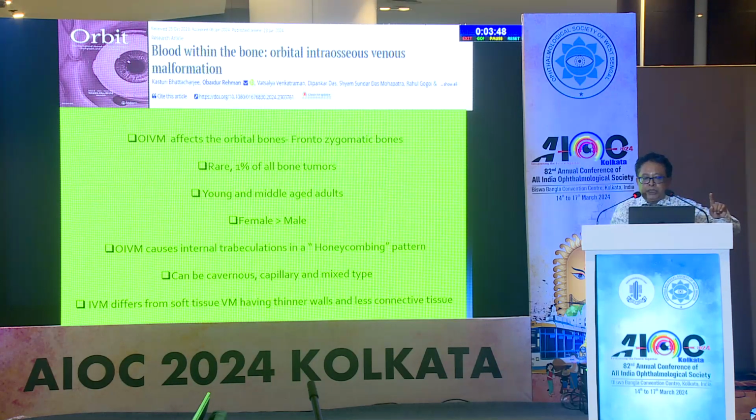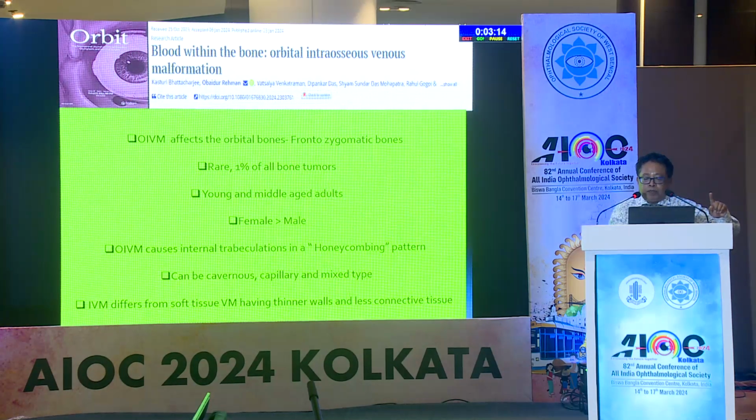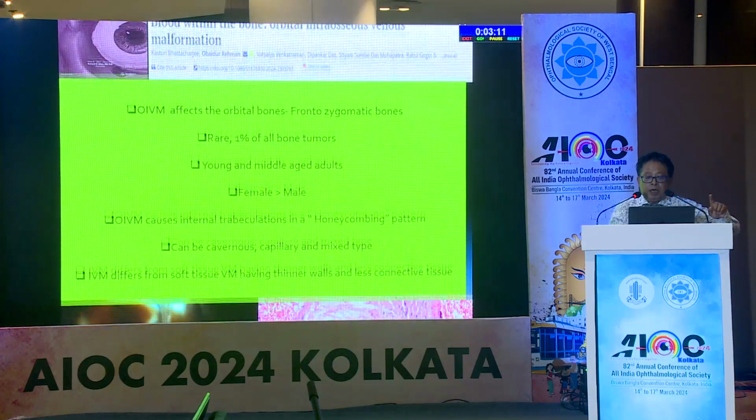If you see this publication, what are the catch points? Orbital intraosseous venous malformation affects the orbital bone, mainly the frontozygomatic bone. It's a rare tumor, about 1% of the cases. Young and middle-aged adults are involved. Females were seen more often than males, and there is a honeycombing pattern that Dr. Kasturi has shown, evident in histopathology. It can have cavernous, capillary, or mixed type, and most importantly, we have to differentiate it from the other venous malformation or cavernous hemangioma that we see in the orbital center.